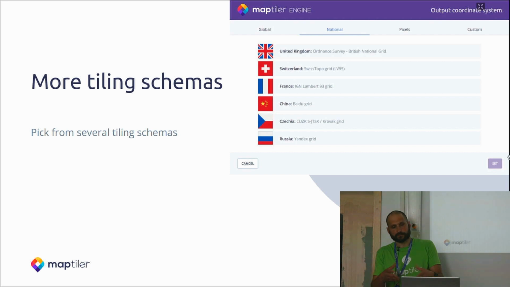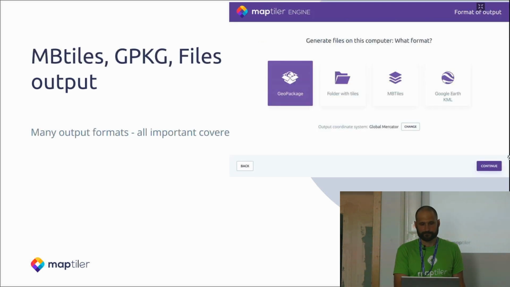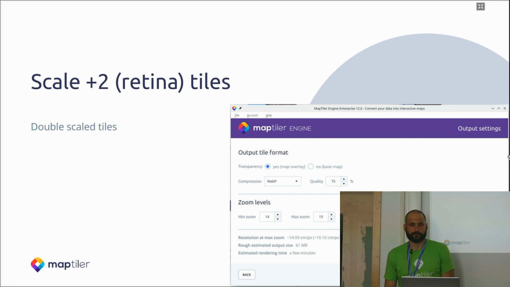Then if you want to tile it, you pick one of the tiling schemas. You pick the output format, which can be GeoPackage or even Google KML or MapTiles, or even raw files if you prefer. I don't suggest that. And you can also pick a variety of output choices, like whether there should be transparency, which compression output format you should use, whether WebP, JPEGs or whatever, and zoom levels.